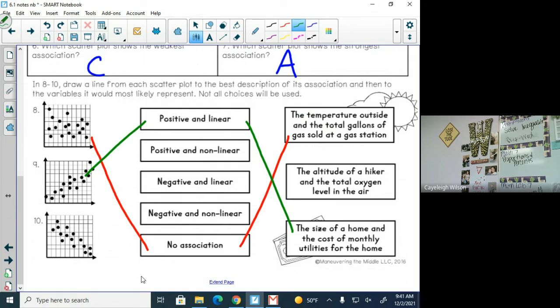All right, the last one is obviously negative, but is it linear or non-linear? It's linear. Okay, so it's negative and linear, and then obviously it goes with this one. The altitude of a hiker, so the higher the hiker gets, the less oxygen is in the air. So that's a high and a low, opposite, increasing. Okay. Are there any questions about association?